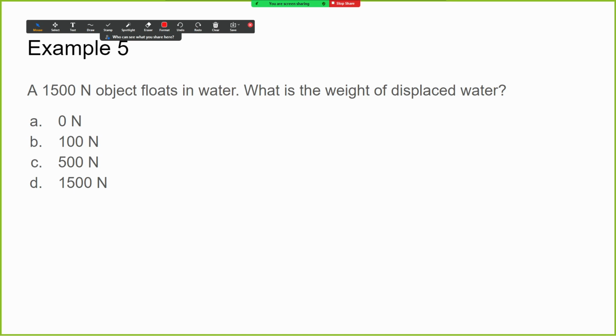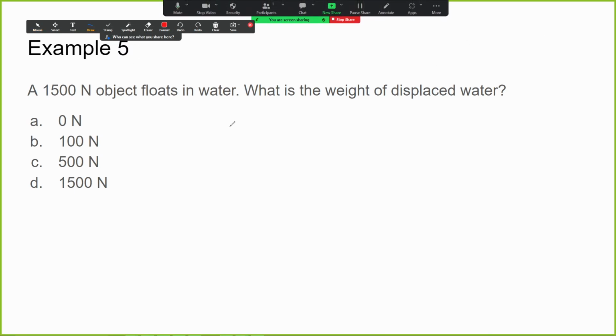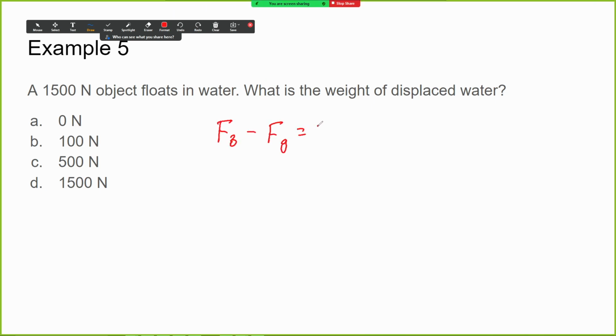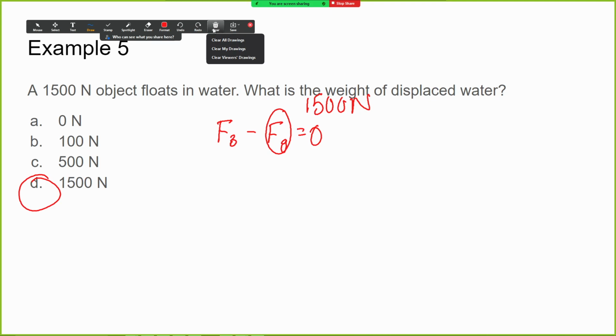Okay, a couple more examples, 3 more. That one's definitely the longest of the 3 that we just did, I'm pretty sure. So example 5, a 1500 newton object floats in water. What is the weight of the displaced water? So it's floating in the water. That means that the net force is equal to 0. So the buoyant force minus gravitational force is going to be equal to 0. So we know that the object has a weight of 1500 newtons. So that means that buoyant force must also be 1500 newtons. So this is the example of when I told you about a boat floating in water, that the weight of the water that's displaced has to be equal to the weight of the boat.